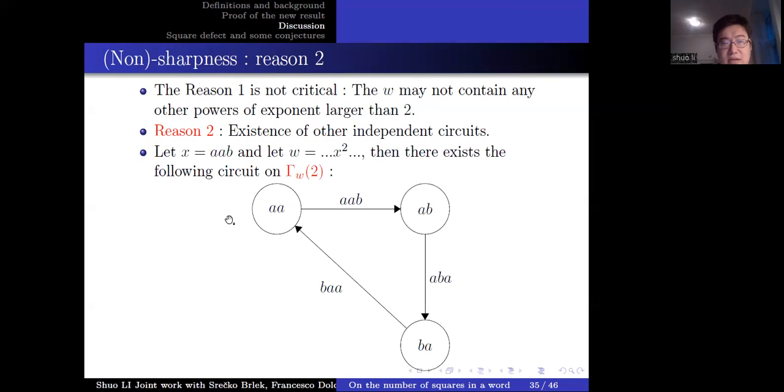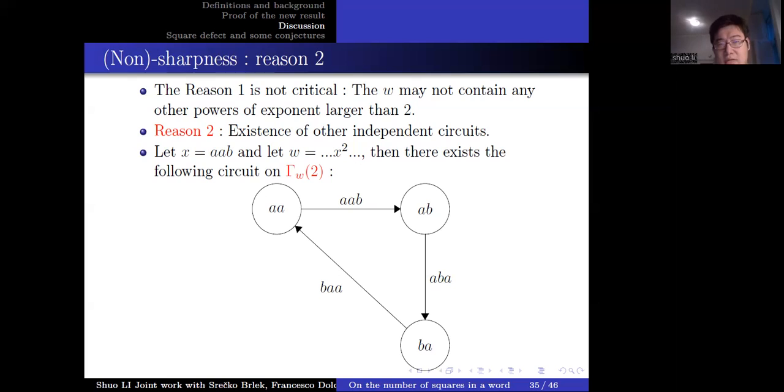In fact, let's consider always our example with x equals AAB, and W is the word containing x squared as a factor. Then we can find the following circuit on the graph gamma 2 such that all its edges are conjugates of x. So if we consider this circuit, we can conclude that it is not a small circuit.